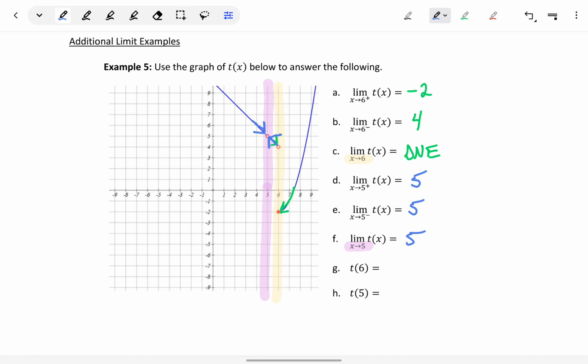And now for the last two portions, we're just asked to identify the function value. T of 6 in this case will be where we have that filled in dot in line with x equals 6, so our function value will be -2. At x equals -5, we have an open circle with no other filled in dots above or below it. So we would say here that the function is undefined, or we could use that same DNE, does not exist, notation to indicate that there is no function value at x equals 5.